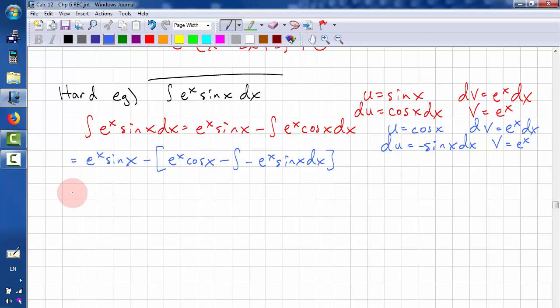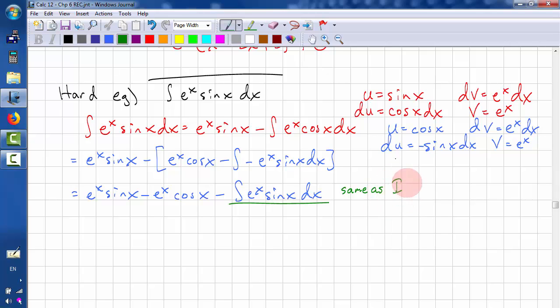Okay, let's clean up the negative signs. We have e to the x sine x minus e to the x cos x. And we have 1, 2, 3 negative signs, so we have negative e to the x sine x dx. So in this problem, we only need to do 2 iterations of integration by parts, because now we have the same as what we started with. Same as I, our initial integral.